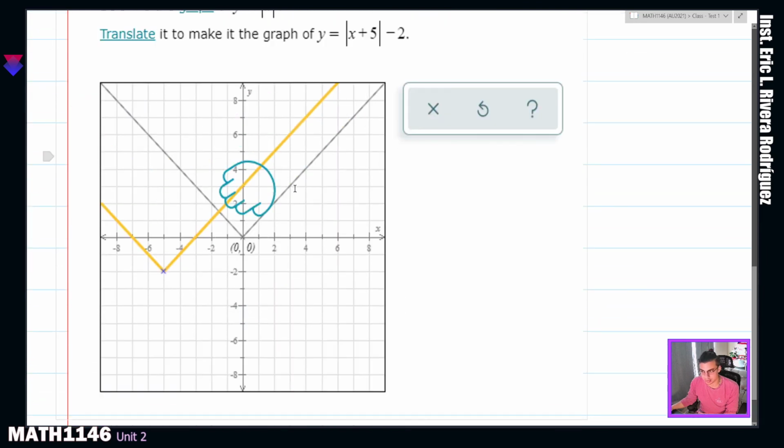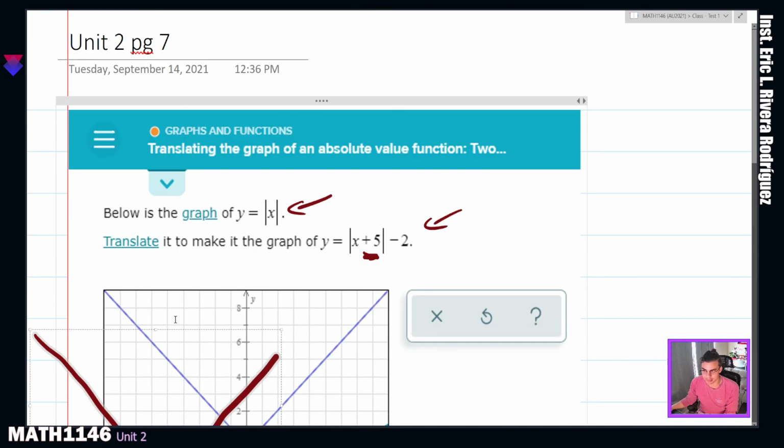When you are in Alex, you are going to see this icon, like a hand, and then you are going to click on the graph, and then you are going to move it to the left 5 units and down 2 units, and that will be your final answer.